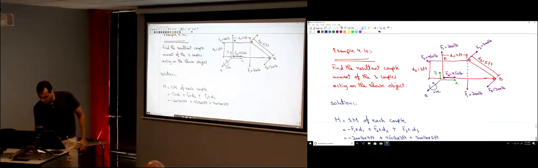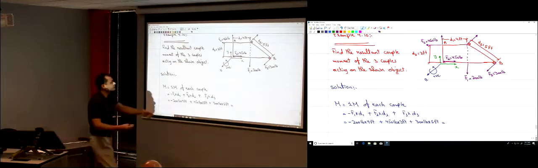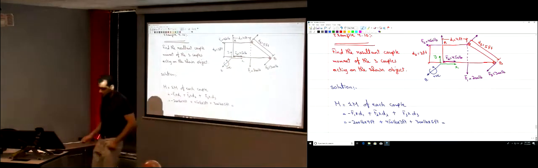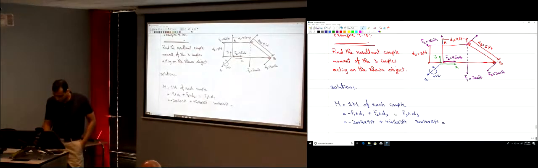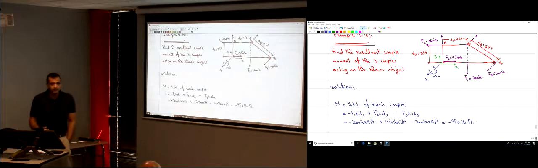So now the moment is, so this is clockwise, right? Yeah. Clockwise is negative. So the summation is negative 950. What's the unit? Pound feet. Okay?